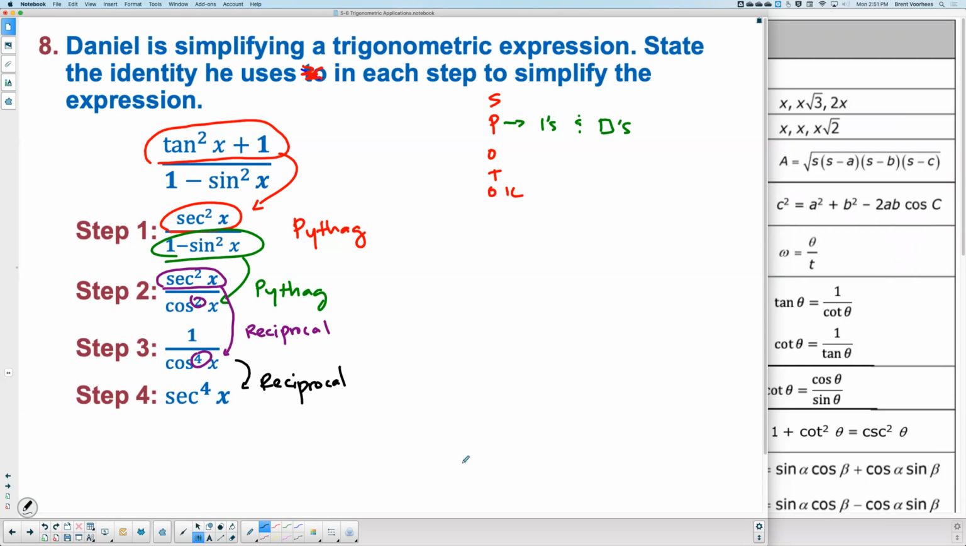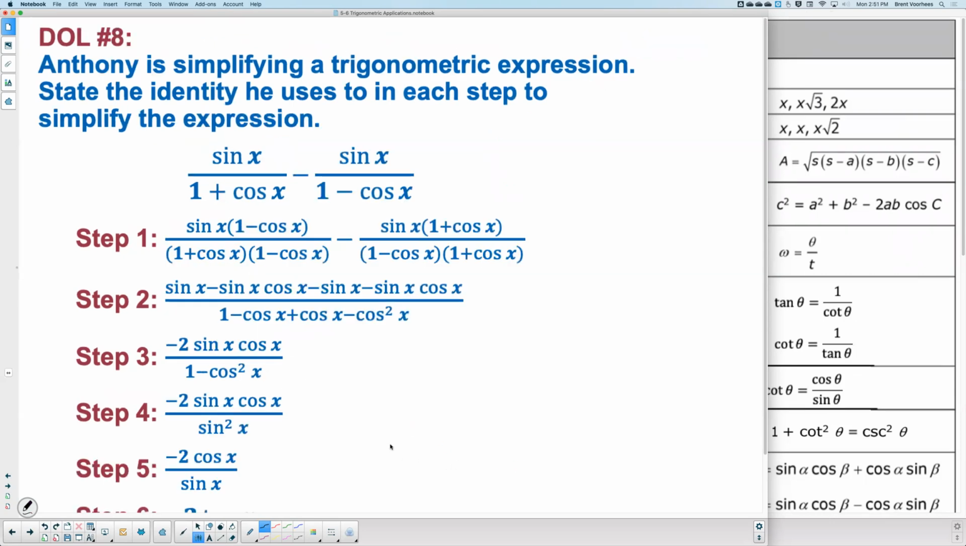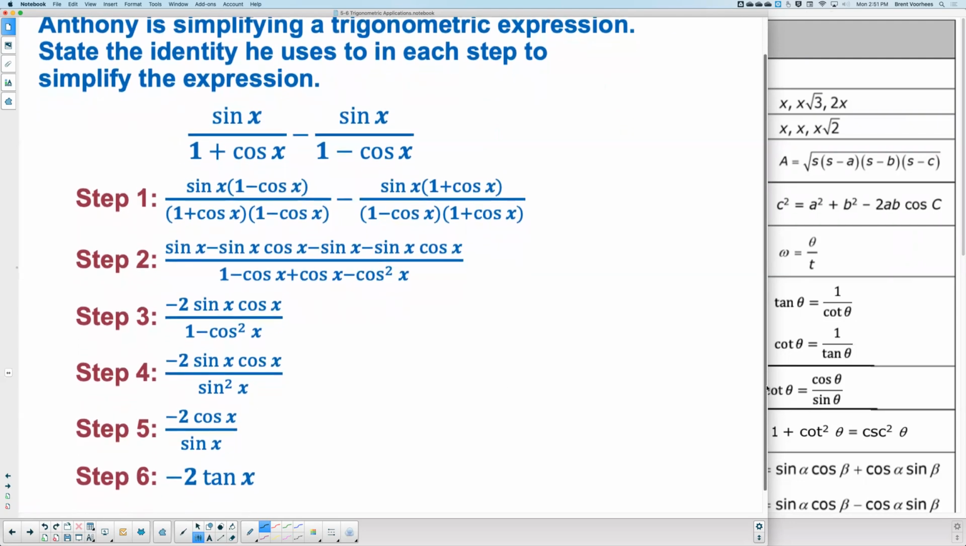So now I want to let you try DOL number 8. Let you work through and see what you can come up with here.